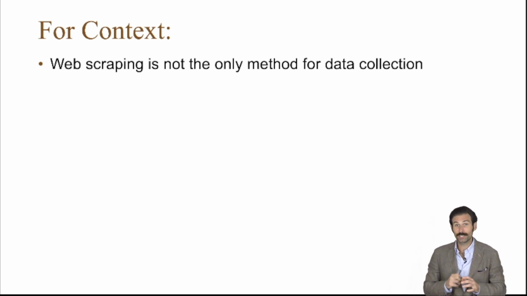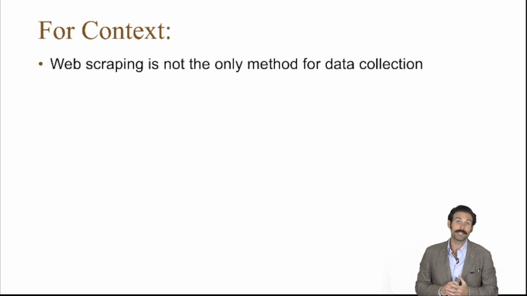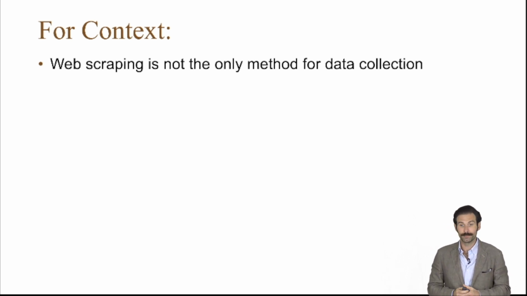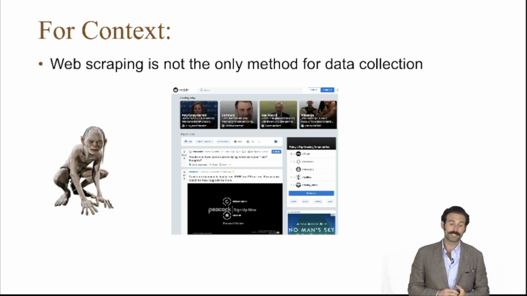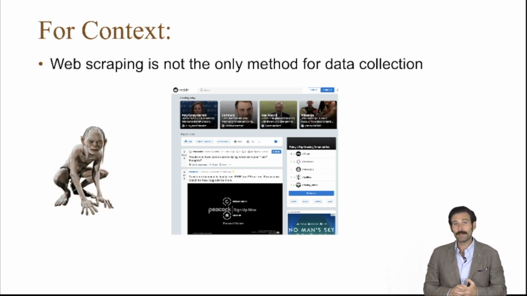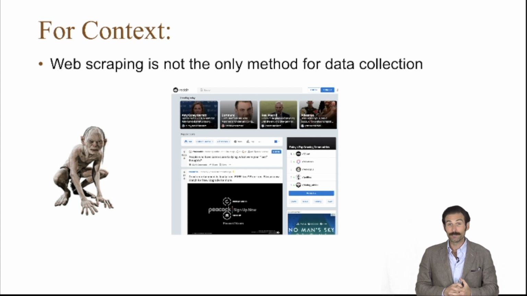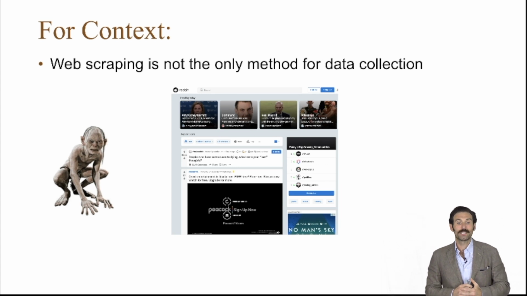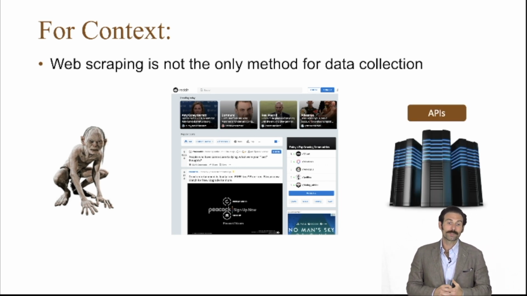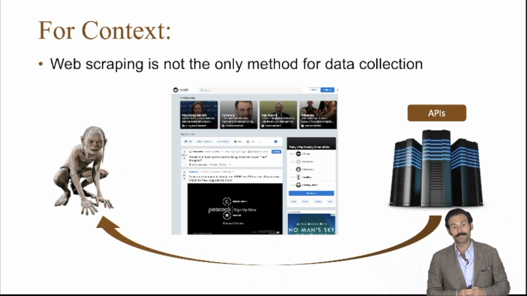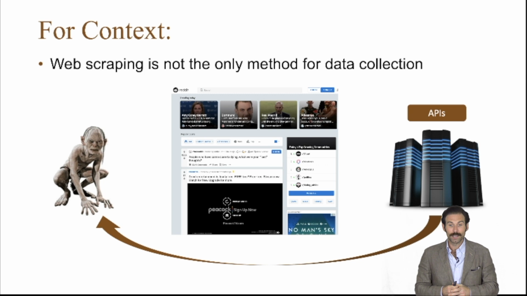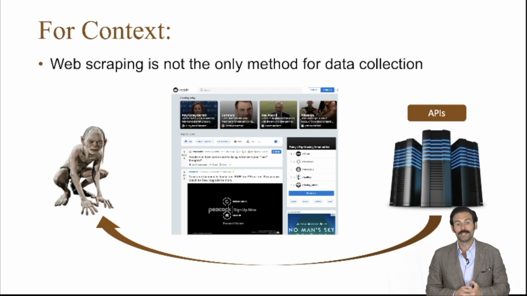And so, just to give you a little bit more context, web scraping is not the only method for data collection. With social media platforms, for example, if we're a researcher and we want to get data from these platforms, web scraping is going to be very, very difficult because many social media platforms try to block web scraping. Instead, what they do is they allow researchers or other people who are interested in getting the data direct access through what's called an API. And that way you can download large amounts of information directly into a spreadsheet.